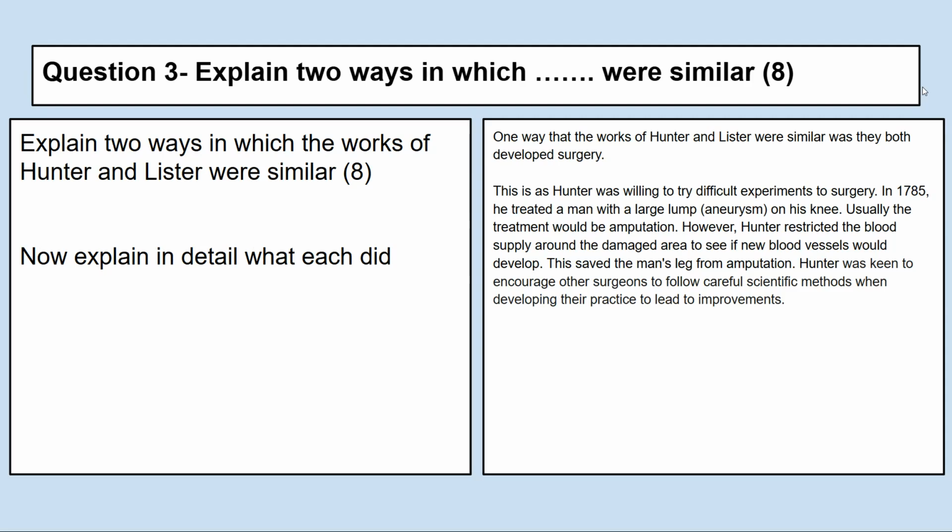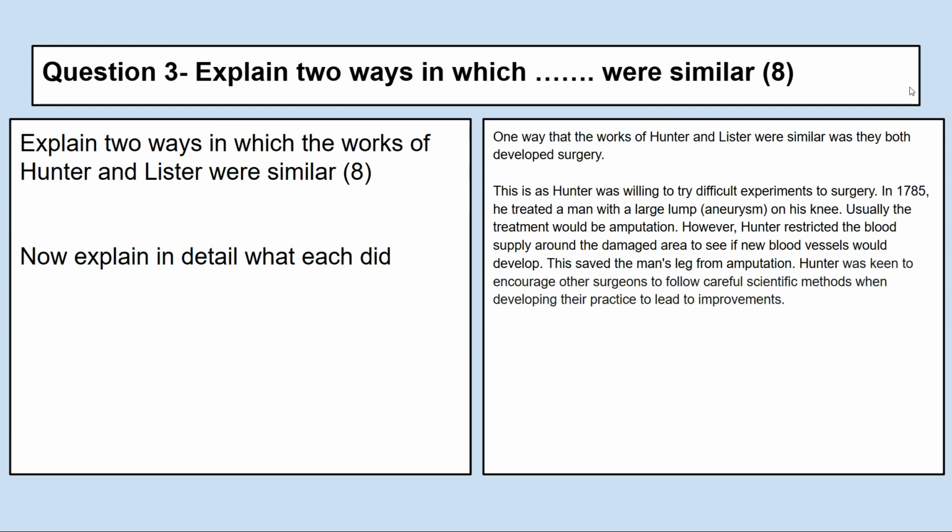And I've just given some information about what Hunter did. So I've written, Hunter was willing to try difficult experiments in surgery. In 1785, he treated a man with a large lump, or an aneurysm, on his knee. Usually the treatment would be amputation. However, Hunter restricted the blood supply around the damaged area to see if new blood vessels would develop. This saved the man's leg from amputation. Hunter was keen to encourage other surgeons to follow careful scientific methods when developing their practice to lead to improvements.